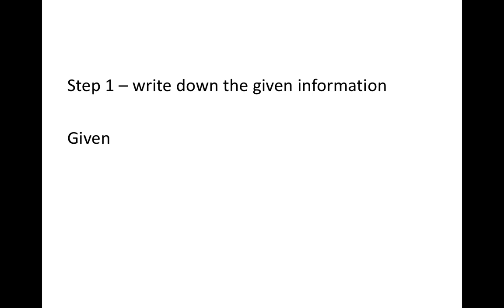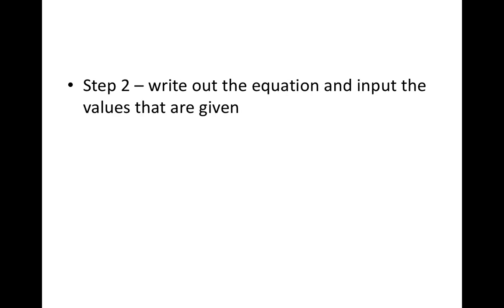We write the word given, and we write down what we know. So the potential energy is 235 joules, height is 12 meters, and we write down what we're looking for with a question mark. So mass m equals unknown. Step 2, write out the equation and put in the values that are given. So the equation is PE equals mgh. We can put in the numbers that we have and leave the variable unknown for mass. And then we rearrange the equation to solve for mass.